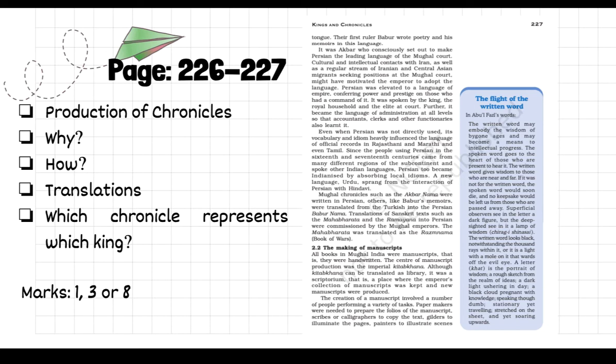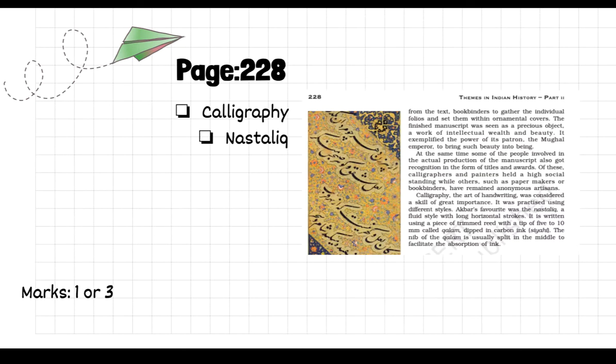commissioned the translation of many of the known pre-Islamic Indian texts. And then there is also a list of chronicles and which king they represent. So for example, you have Baburnama, which is Babur's story. You have the Humayunama by Gulbadan Banu Begum, where she writes about her brother Humayun. Then you have the Akbarnama, then the Tuzuki Jahangiri, the Badshahnama, and the Alamgirnama. Now this section can come 1, 3 or 8 markers.